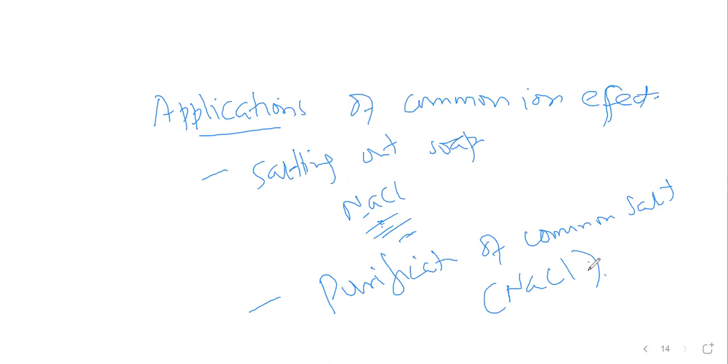Our next factor will be complex ion formation. We shall see how it affects solubility of sparingly soluble salts, and we shall see that it increases solubility. Whereas common ion effect decreases solubility of sparingly soluble salts, complex ion formation increases the solubility of sparingly soluble salts.